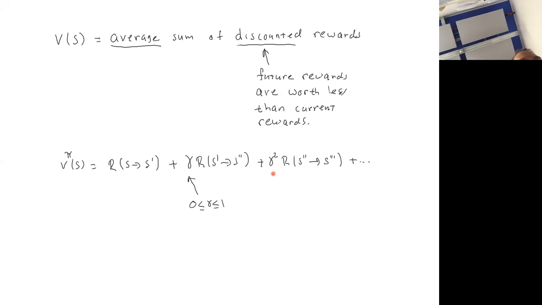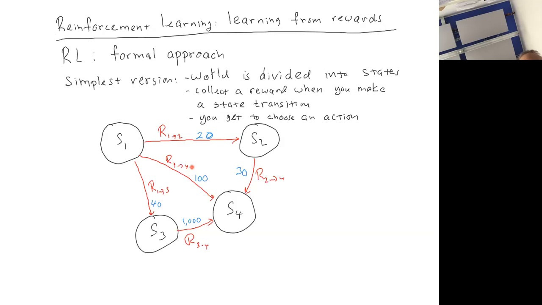And the bigger your discount, the more you're going to be greedy, right? If your discount factor was 0, in the previous example you would have basically gone straight to S4, because the future rewards don't mean anything to you. Okay.